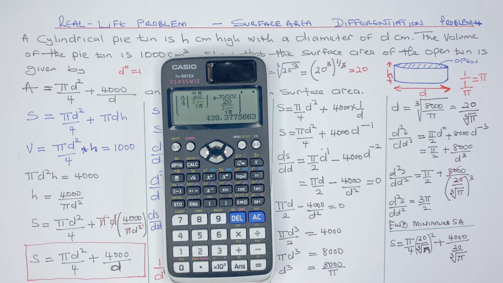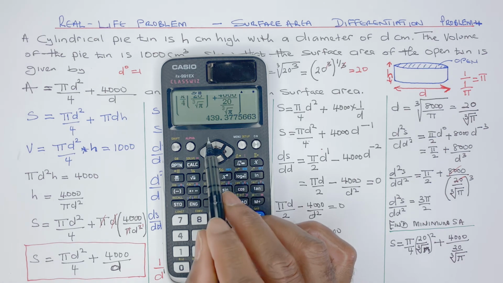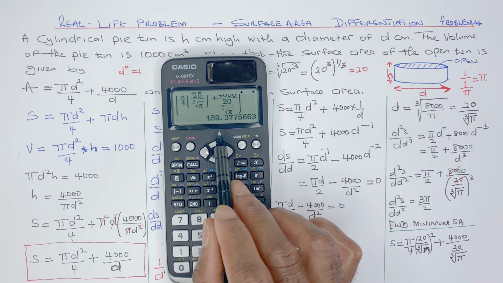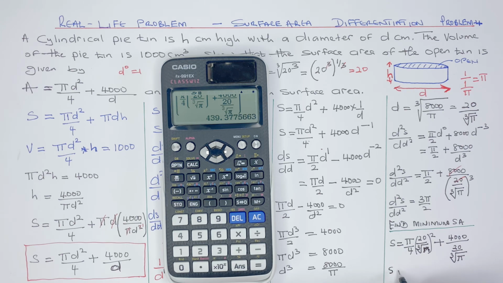So now the answer we should be getting is 439, so S equals 439 to 3 significant figures. And that's the minimum value of the surface area.